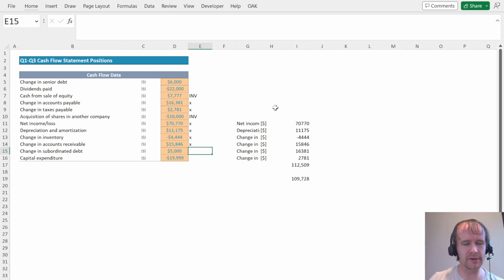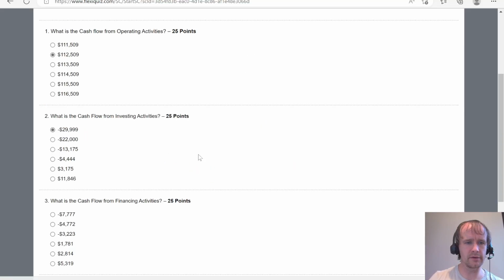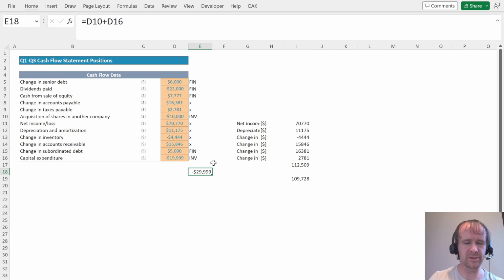Change in subordinated debt is a financing activity. Capital expenditure is an investing activity. God, is this a, yeah, that's an investing activity. Sale of equity, sorry, that's a financing activity. Dividends, financing activity. Change in senior debt is, I think, also a financing activity. So it's just going to be this plus this. That there it is. All right, let's move on.